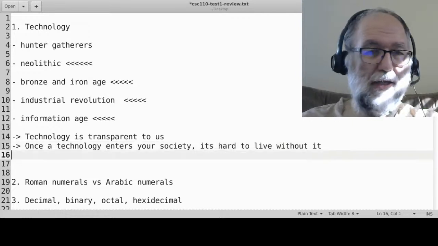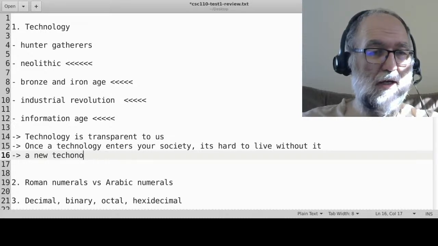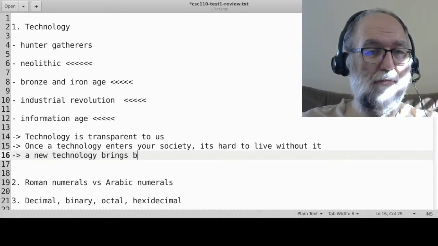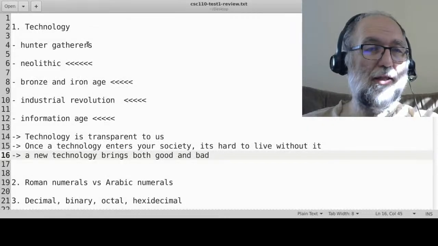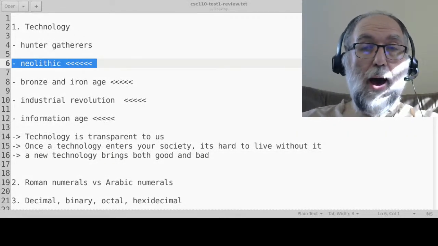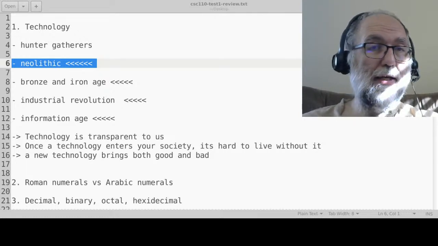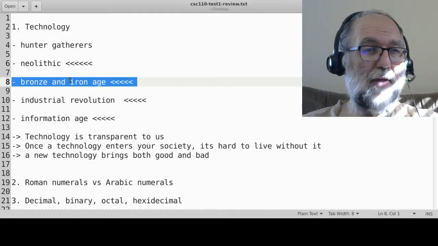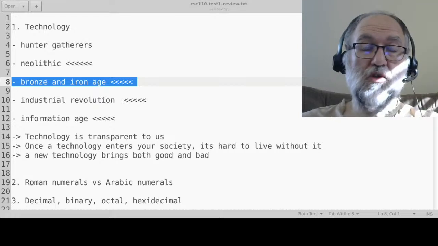The other thing I didn't put down here is that a new technology is not always good. So let's write that down. A new technology brings both good and bad. There's bad stuff that comes along with the good. So with the Neolithic revolution, yeah, you could grow food. It's much easier to get food that you grow. But at the same time, we started living with animals and we got diseases. And with the Bronze and Iron Age with metalwork, warfare got much more serious.